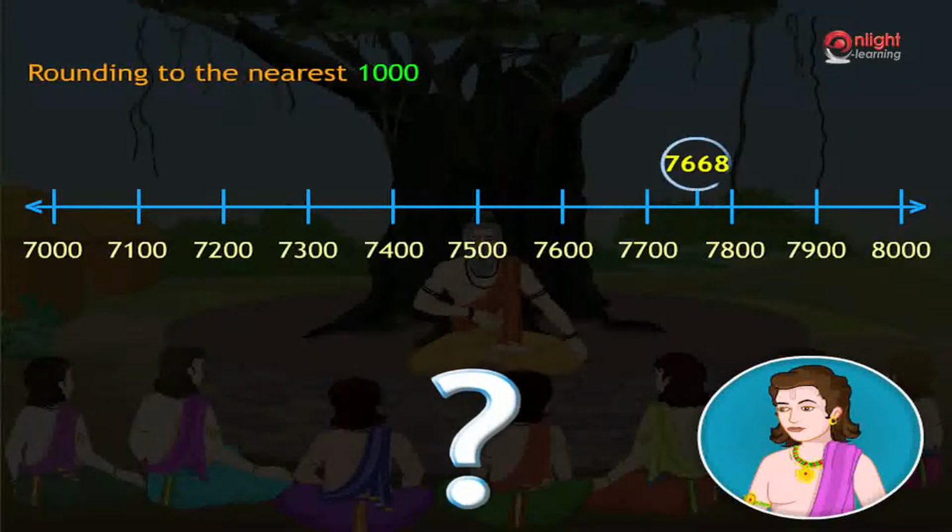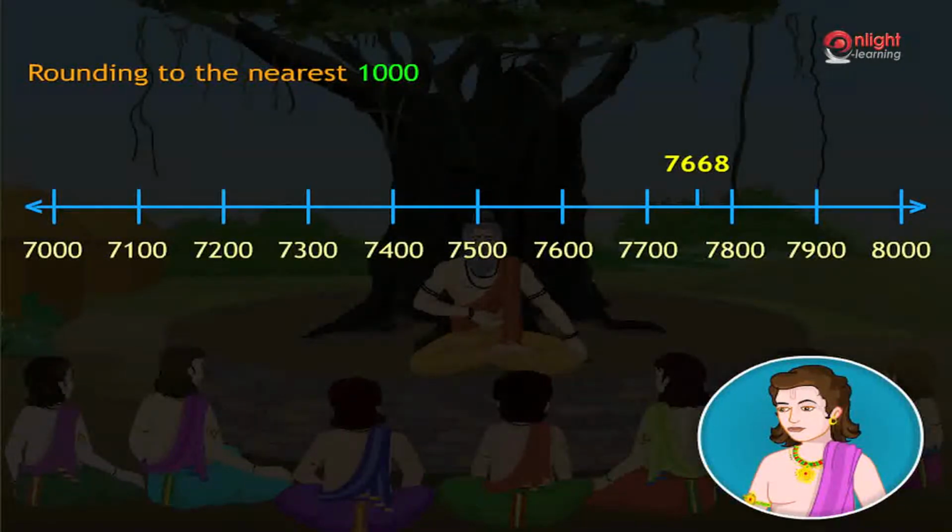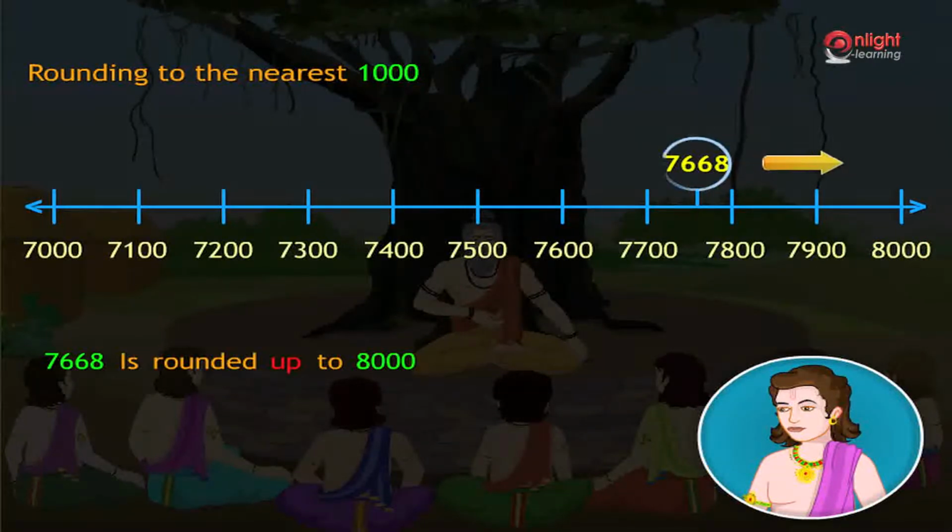Where does 7,668 lie? It lies between 7,000 and 8,000. Let us mark 7,668 on number line. Now we can see that while considering nearest thousand, 7,668 lies closer to 8,000. So it is rounded off up to 8,000.